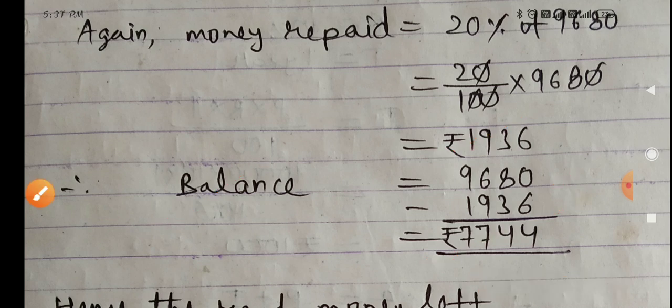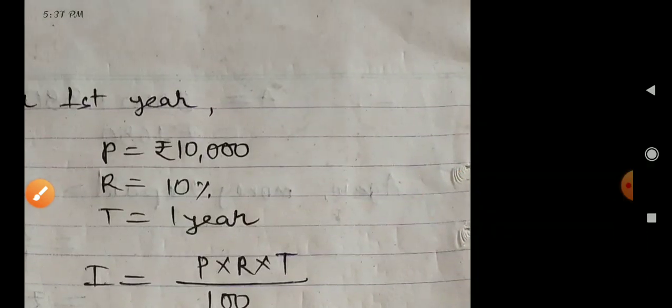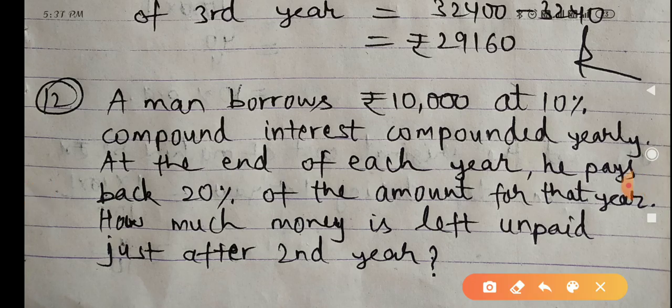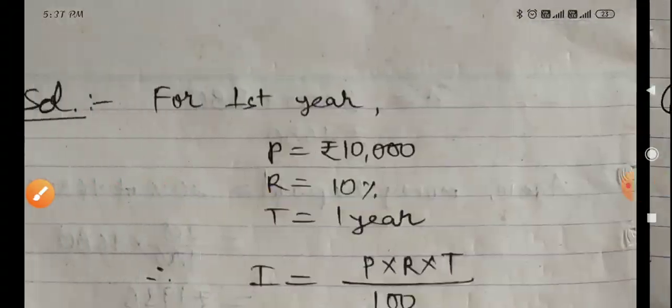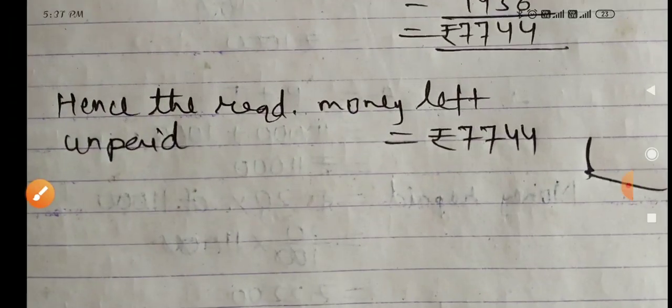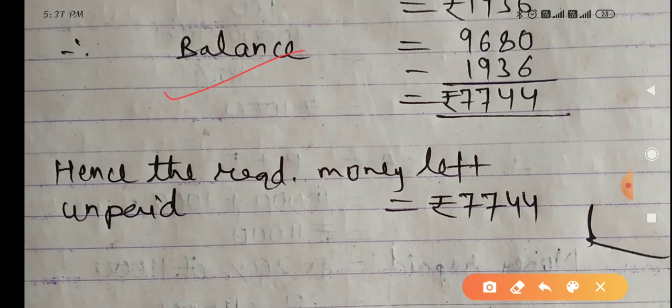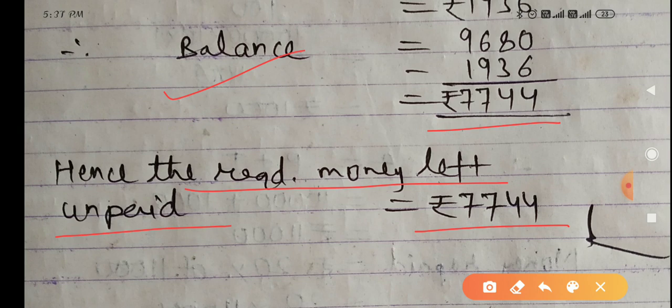So what was the question? The question was how much money is left unpaid after second year. After second year, how much you have to pay. So this is the balance after second year, 7,744. So 7,744 is the required money left unpaid after second year.